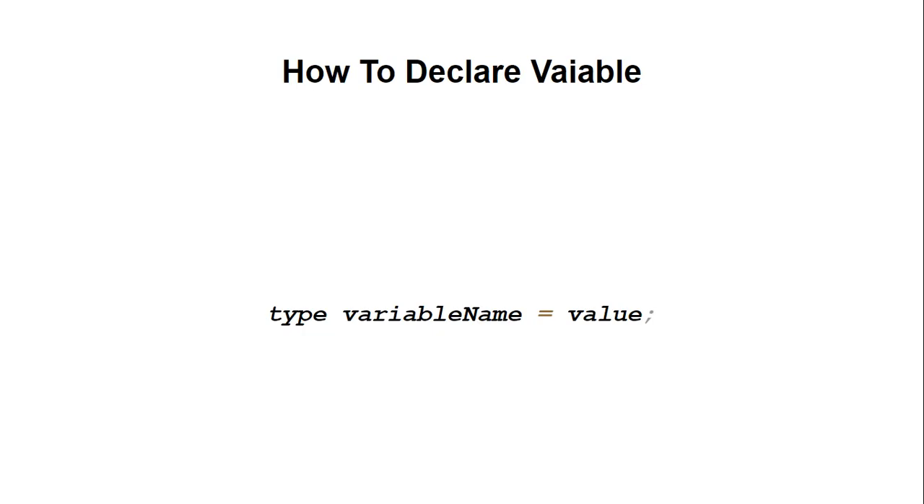How do we declare a variable? There is a type, a variable name, and some value. The type is like int or String, the variable name is x, y, abc, whatever you want to give, and the value means some kind of data should be there. So this is all about variables in Java, and it is the very basic understanding I wanted to give you all, guys.